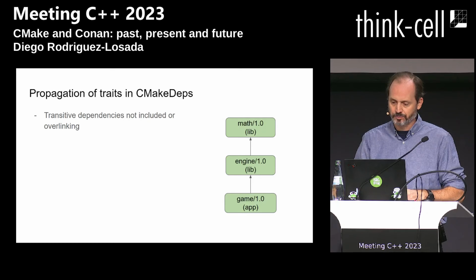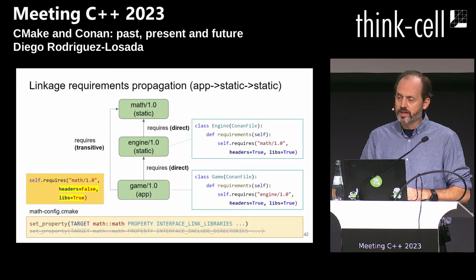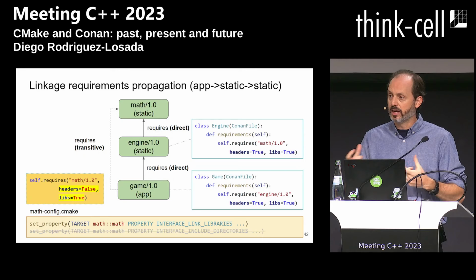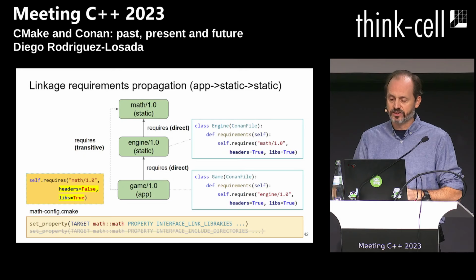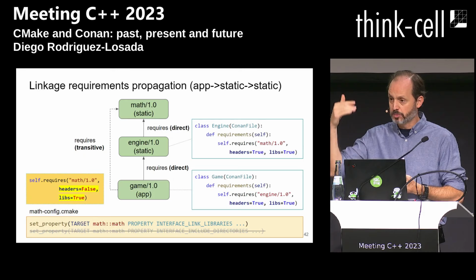And finally, with these new generators and Conan 2.0, we managed to solve the problem of overlinking. How did we manage it? We introduced something called dependency or requirement traits. The requirement traits are an extension of the private and public linkage requirements in CMake. Basically it's the same concept, but a bit generalized. When we have an application linking a static library that is linking another static library, we know that the application should be linking with both libraries. So the trait that says you should be linking with the libraries is propagating down the graph to the app.